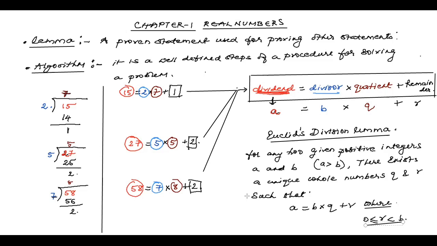Once again I will just say, for any two given positive integers, I use the word positive integers, for any two given positive integers a and b, there exist unique whole numbers Q and R such that A equals B into Q plus R, where R should be greater than or equal to 0 and less than B. B means less than the divisor. Got it? I hope everybody has understood this Euclid's division lemma.